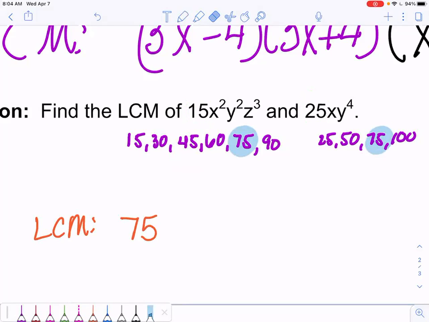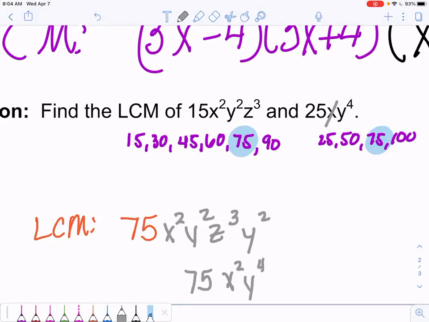And then write everything else from the left side. Well, the left side has an x squared, a y squared, and a z cubed. On the right, we already have an x, and I have 2 y's, but the right has 4. So how many more y's do you need? 2 more. So I would have 75 x squared y to the fourth and z cubed.